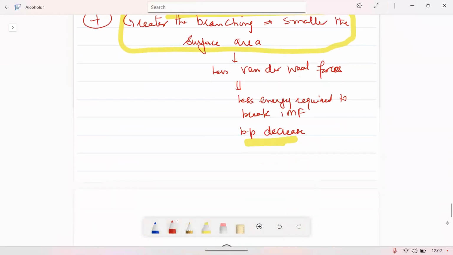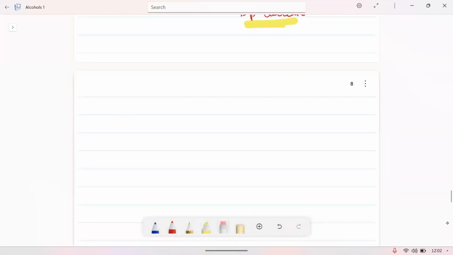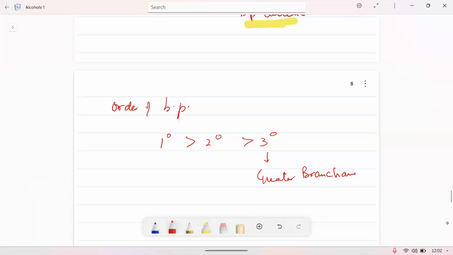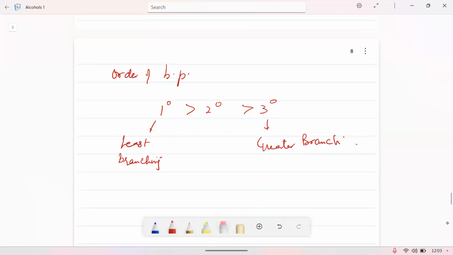So that means the order of boiling point will be: primary will be maximum, then comes the secondary, and then comes the tertiary. The reason is the tertiary has greater branching, while the primary has the least branching. So this is all about the boiling point.